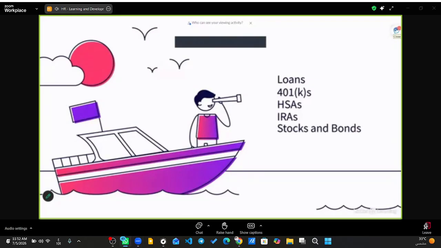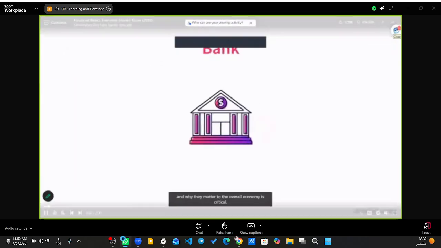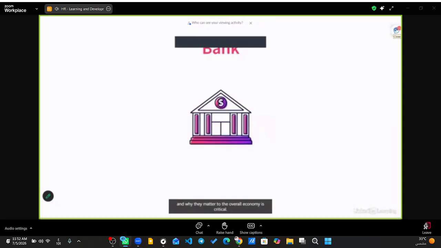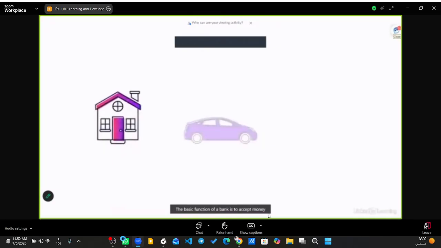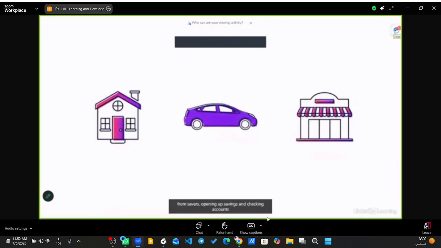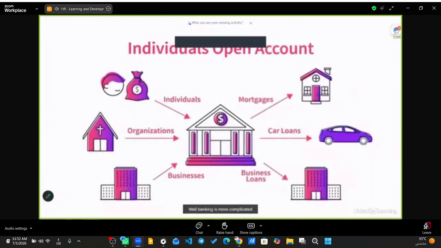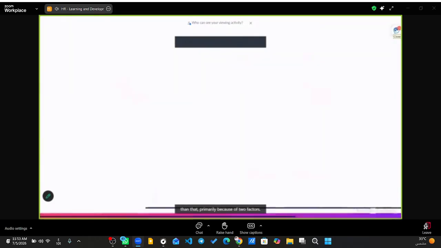Let's get started. Understanding how banks work and why they matter to the overall economy is critical. When you understand the role that banks play in your own finances, you'll be better prepared for the future. The basic function of a bank is to accept money from savers opening up savings and checking accounts with the bank, and then loan that money out at a higher rate to borrowers for houses, cars, businesses, etc. It's pretty straightforward, right? Well, banking is more complicated than that, primarily because of 2 factors.